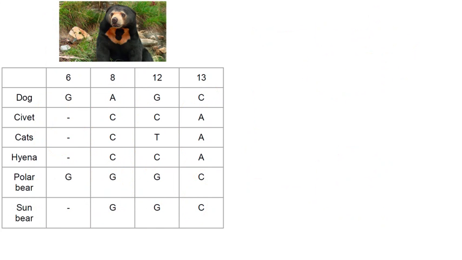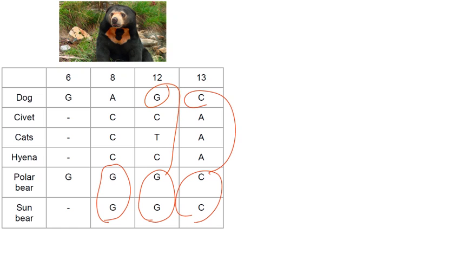Now let's drop our panda, and let's try another bear, the sun bear. And let's say this is not true, but let's say the sun bear has an indel. We're considering the same 4 positions. Polar bear and sun bear have a G there. Polar bear and sun bear have a G there, and then they have a C. This C links them in the dog clade. This G links them in the dog clade. And then this A sets them separate from the dog clade.